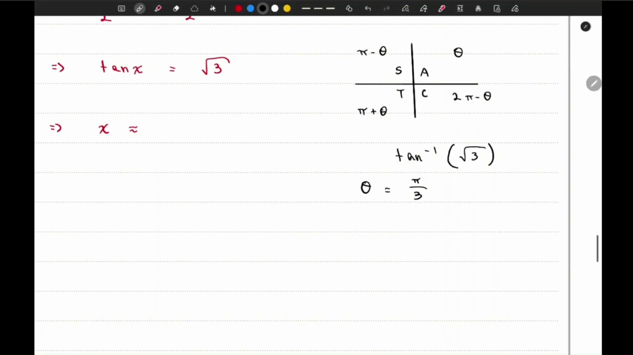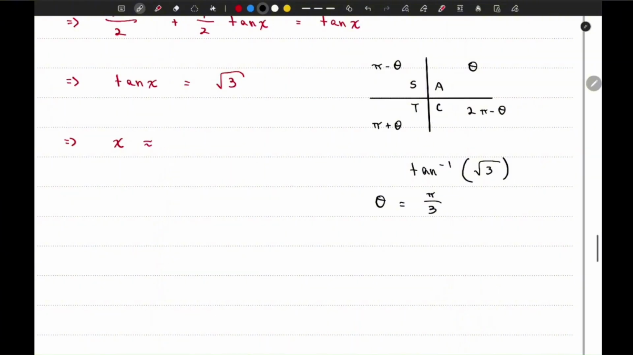This is called the basic angle. Now as you can see that tan is positive in this case, so which means we need to use these two quadrants. So theta itself is a solution, which is pi divided by 3. And the other solution is pi plus pi by 3, which is 4 pi by 3.